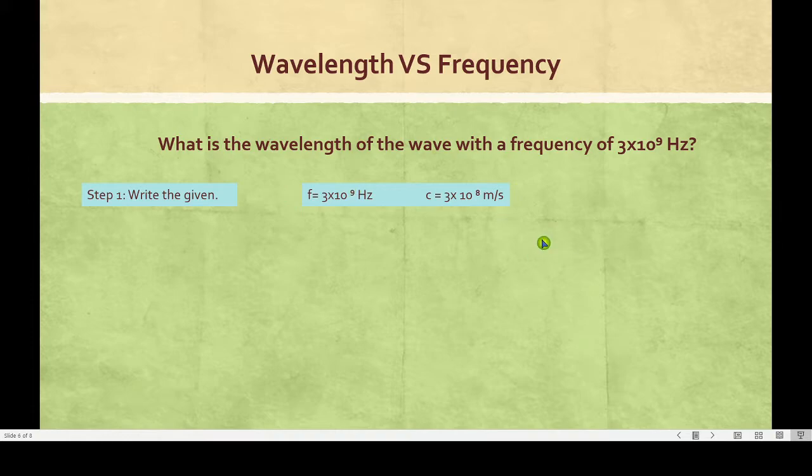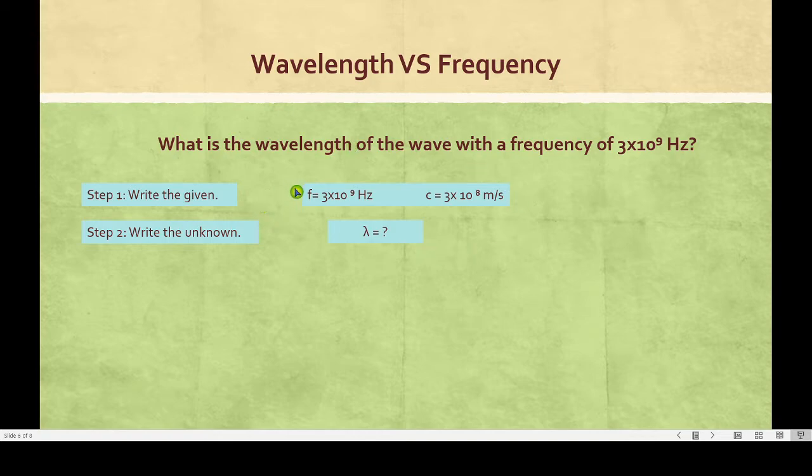You have to write the given. Then the second step is to identify the unknown. When we say unknown, what is asked in the problem? In this case, it asks for the wavelength. So under step 2, you write the symbol for wavelength, which is lambda equal to question mark.